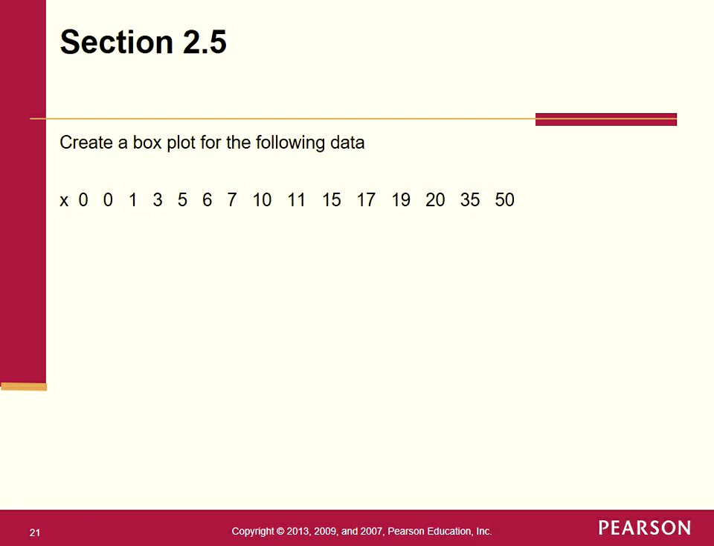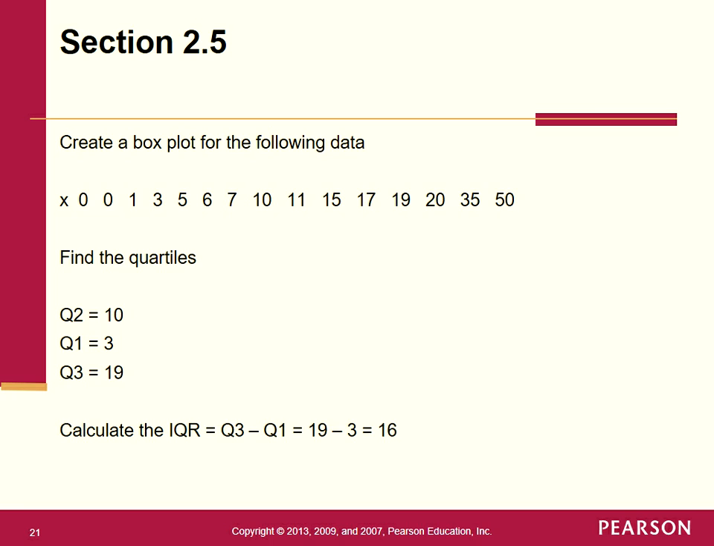The first thing that we're going to need are the quartiles. Sort of trust me on this one; you can go through it. But I think the median turns out to be 10, Q1 turns out to be 3, and Q3 turns out to be 19. We're also going to need the IQR. The IQR is 19 minus 3, or 16.